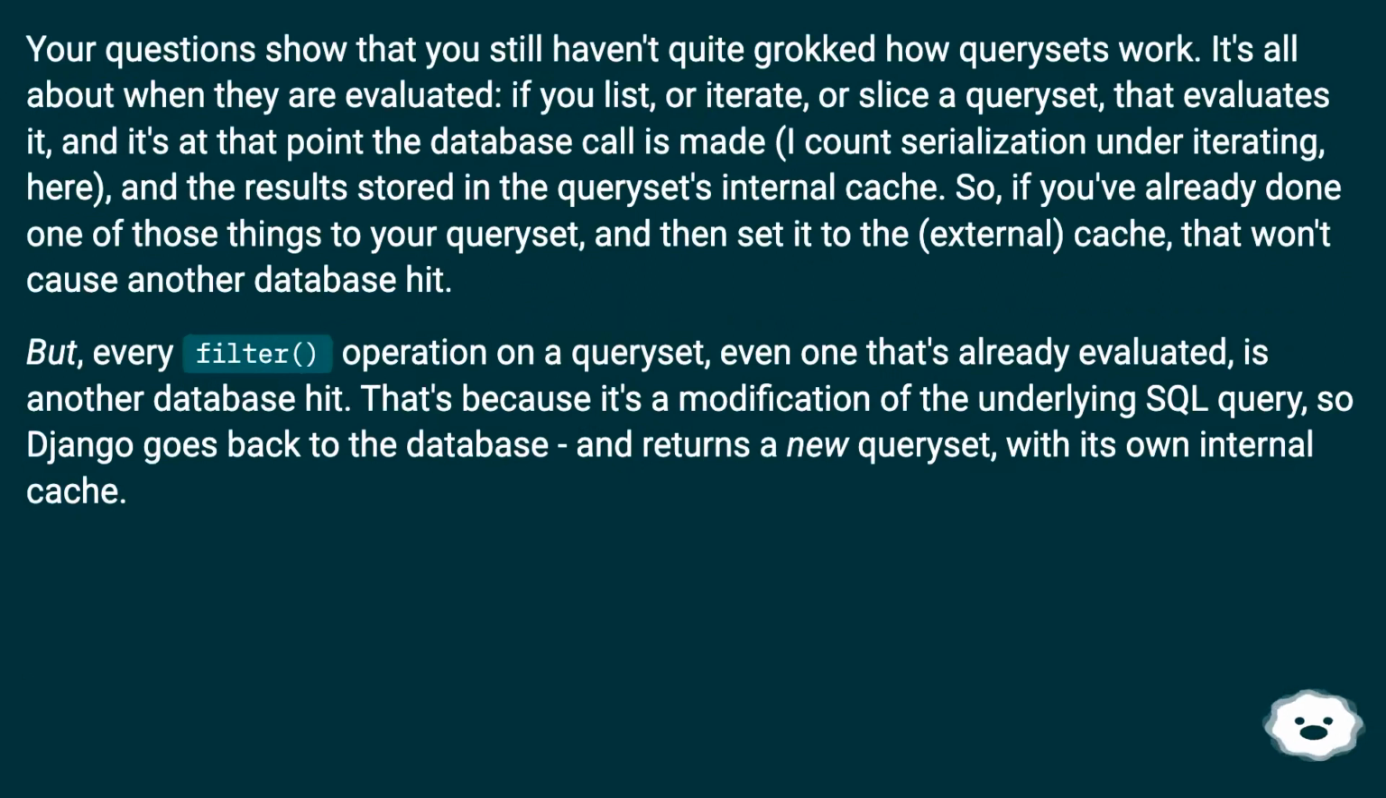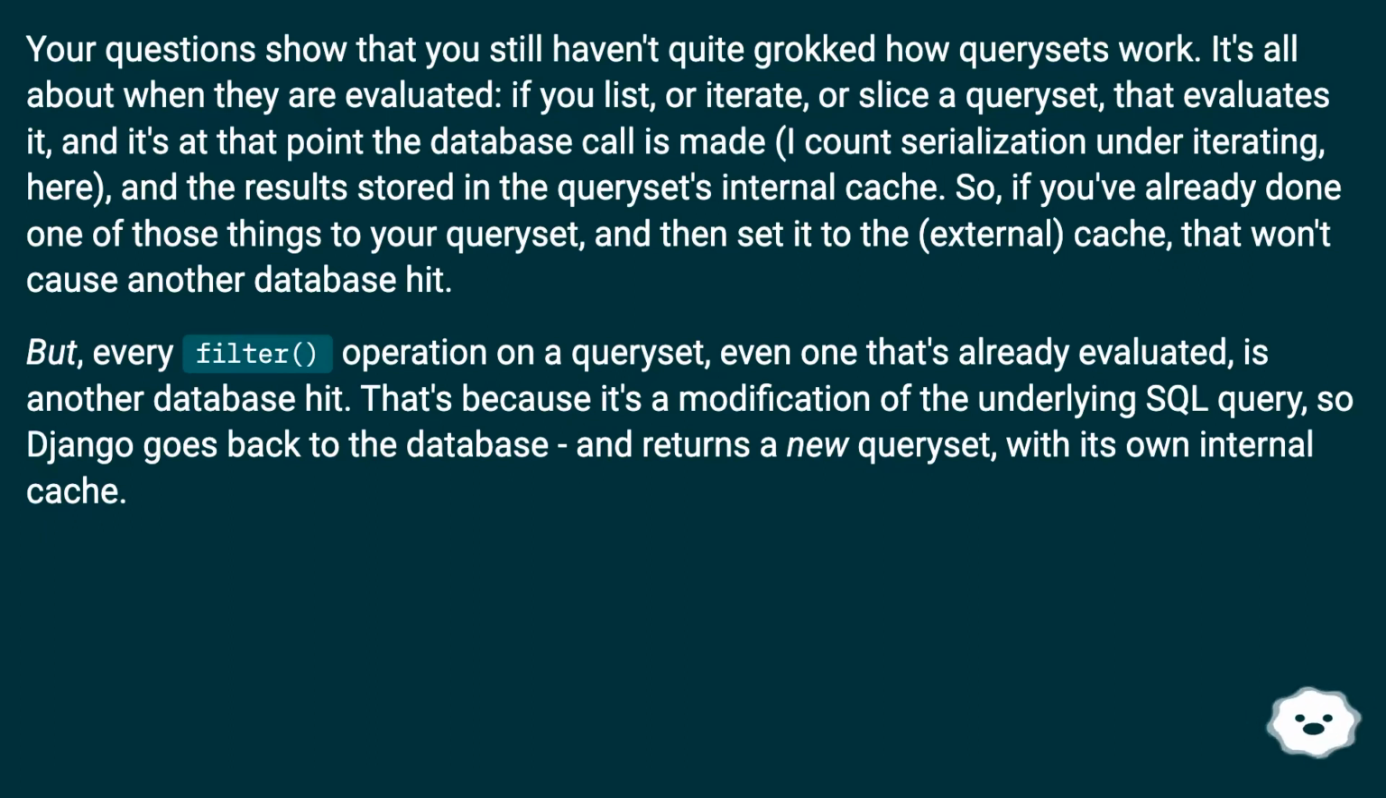Your questions show that you still haven't quite grokked how querysets work. It's all about when they are evaluated. If you list, or iterate, or slice a queryset, that evaluates it, and it's at that point the database call is made. I count serialization under iterating, here, and the results are stored in the queryset's internal cache. So, if you've already done one of those things to your queryset, and then set it to the external cache, that won't cause another database hit.